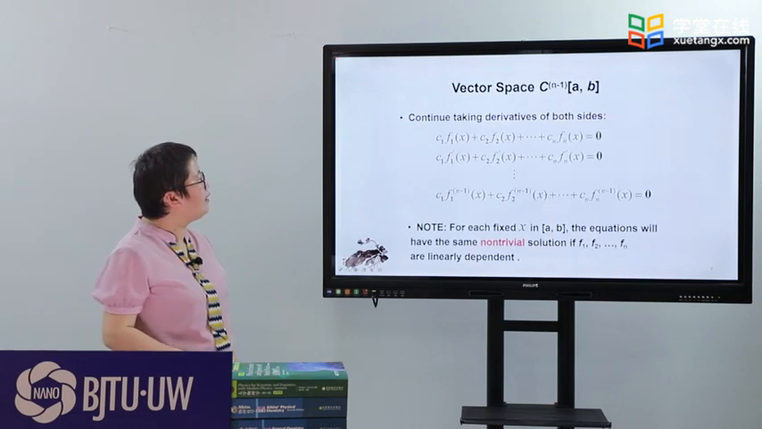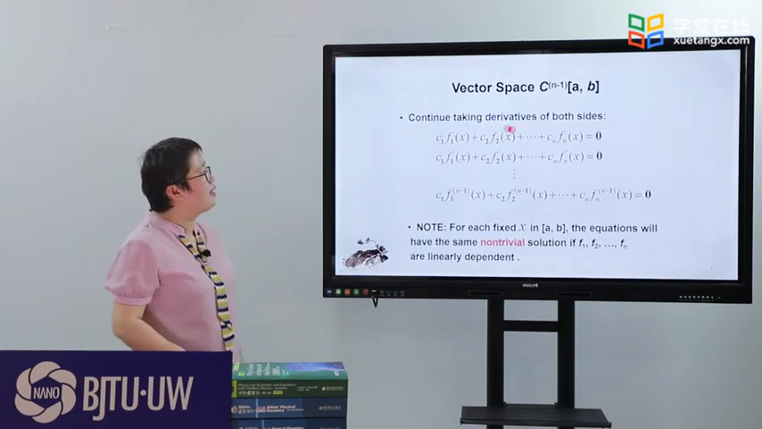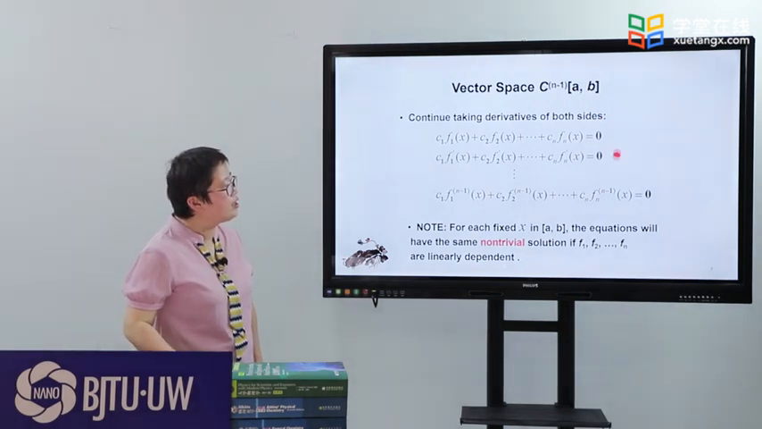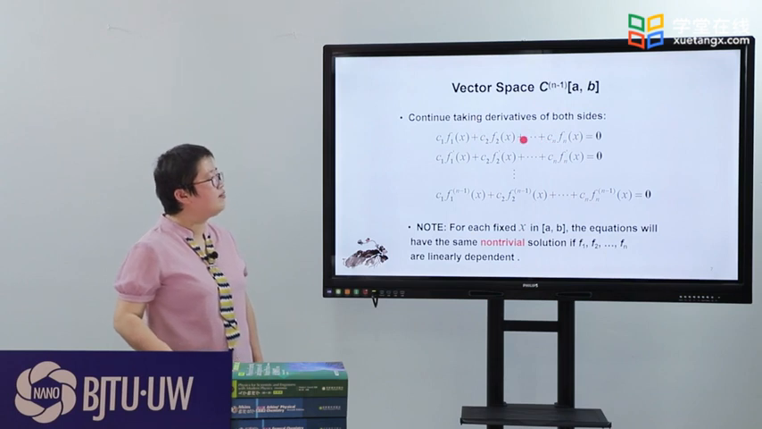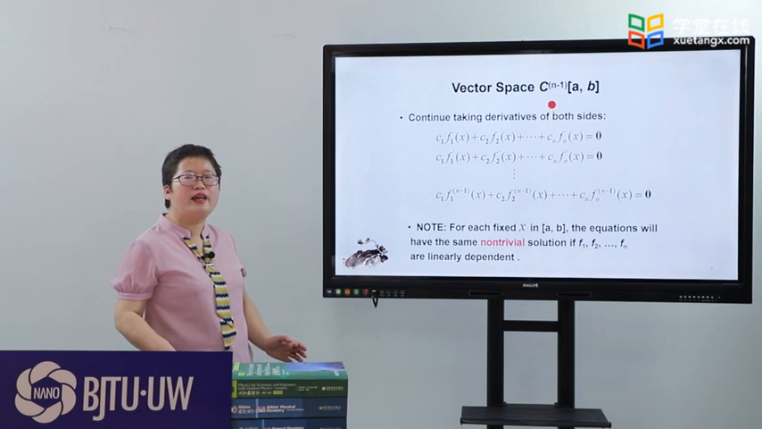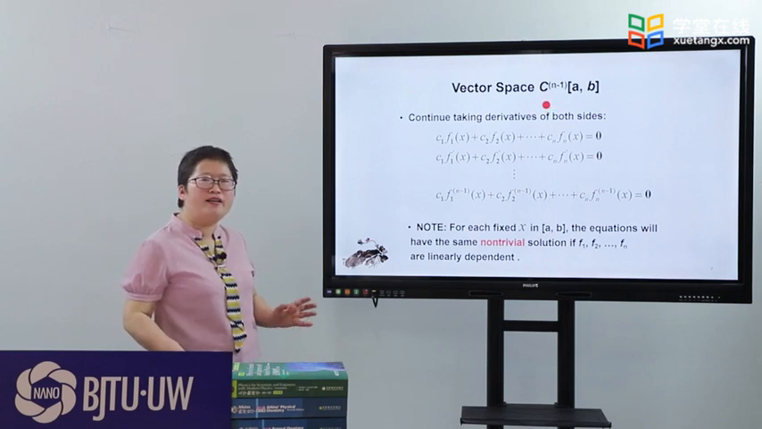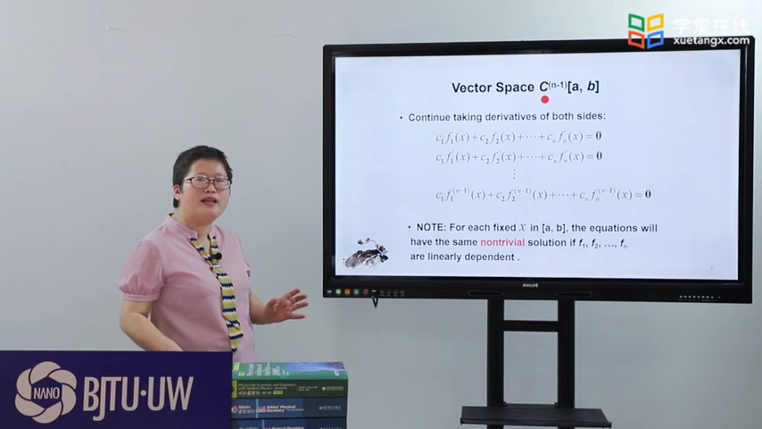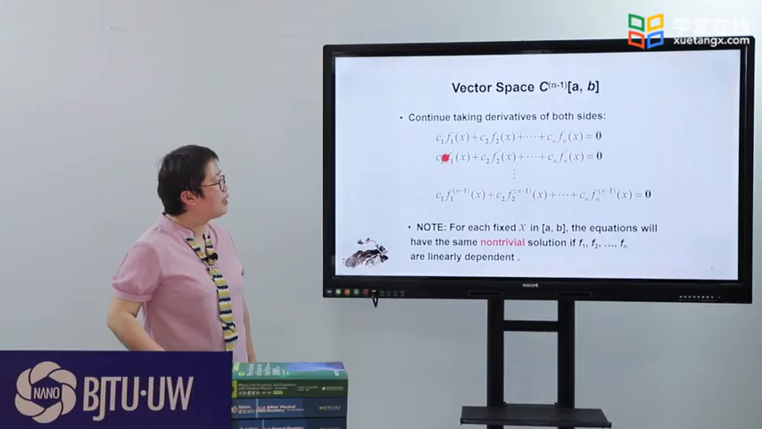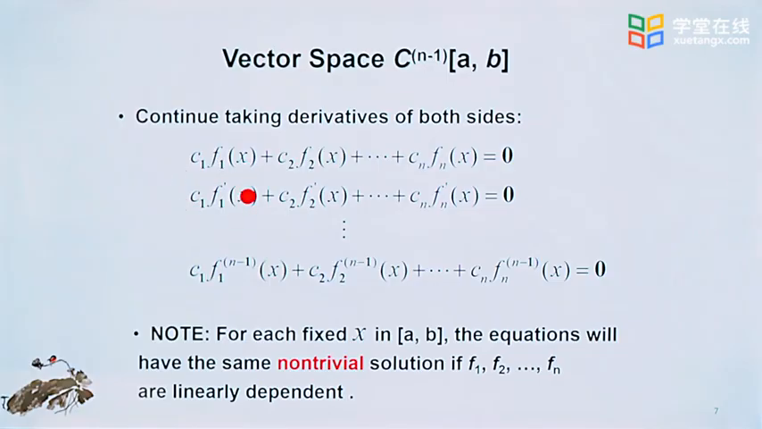Right? And continue taking derivatives of both sides. This is the original equation, the linear combination of these given vectors f1, f2 till fn, where each vector now is a function. Okay, the (n-1)th derivative is continuous for this function. And then you do the first derivative, you will get c1 times f1'(x) plus c2 times f2'(x) plus till plus cn times fn'(x) equals 0.